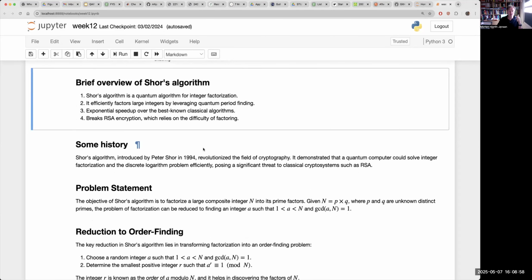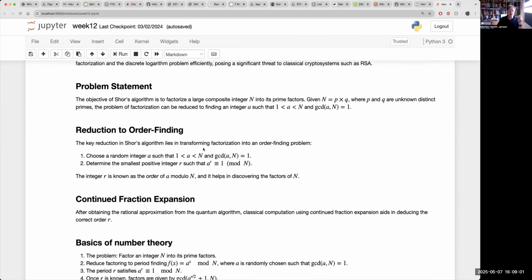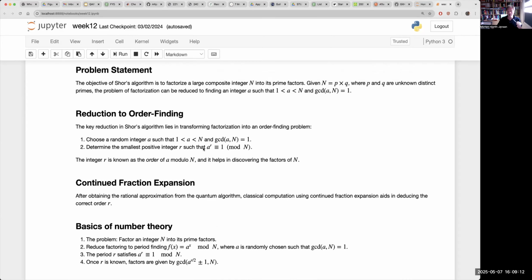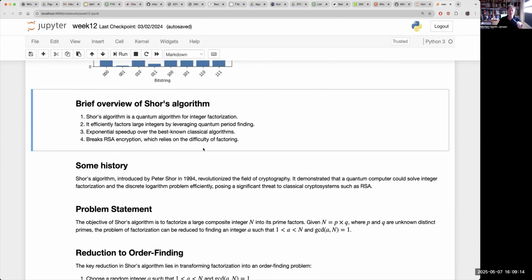I will just leave that as reading background for you. In Hunt's textbook, there is also in chapter 6.6 a discussion of Shor's algorithm for those of you who are interested in it. But we will not have a lecture on Shor's algorithm itself. But it's an algorithm which actually is extremely important. It's an algorithm for integer factorization, and it efficiently factors large integers by using quantum period finding. It has an exponential speed up over the best known classical algorithms. And it actually breaks the standard RSA encryption.